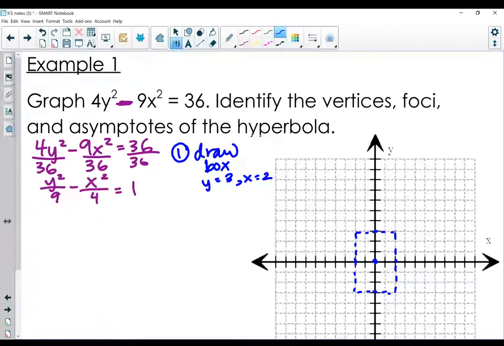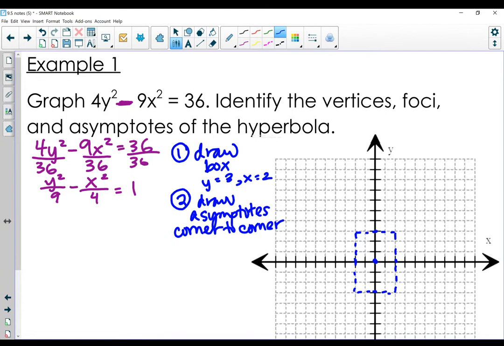So hopefully you see the similarities between this and the ellipse. We really want to build on that idea of what we did before with the ellipses. It'll make memorizing hyperbolas and working with them a lot easier. Our second step is to draw asymptotes. And the asymptotes are corner to corner in the box. They are not just random lines on here. And I'm going to continue drawing dashed lines. I like to draw the dashed lines because all of this is just a setup to draw the hyperbola. It's not actually the hyperbola.